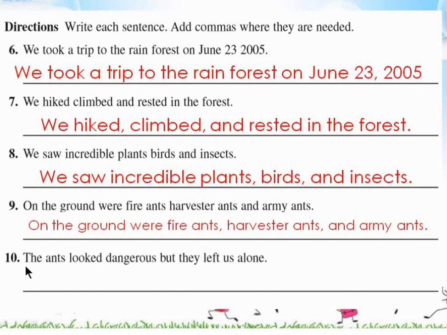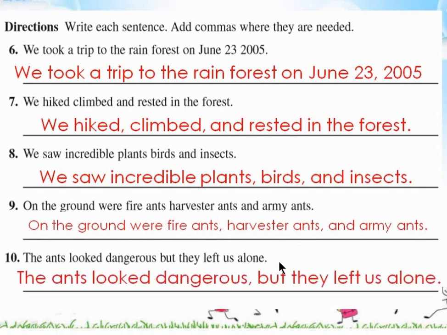The last one. The ants looked dangerous, but they left us alone. So you have here the conjunction. Where are we going to put the comma? Excellent, before the word but. Don't forget to pause the video while copying the answers.